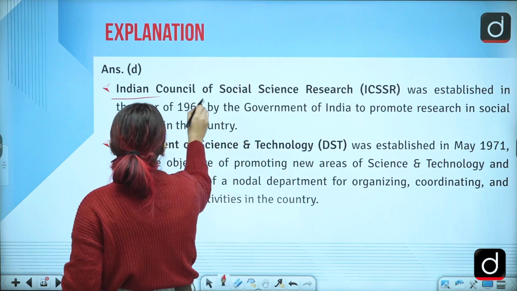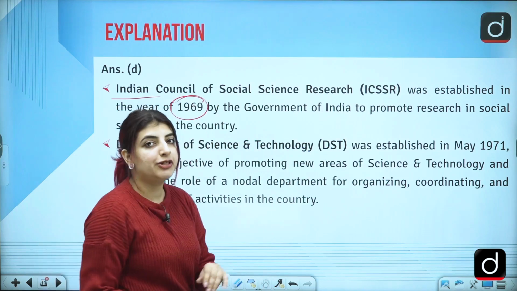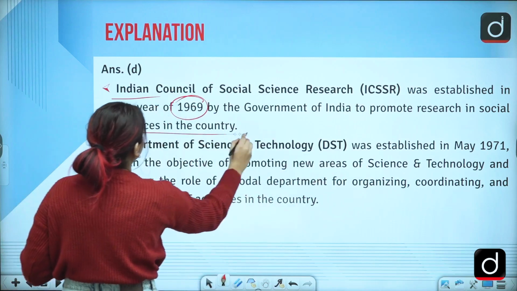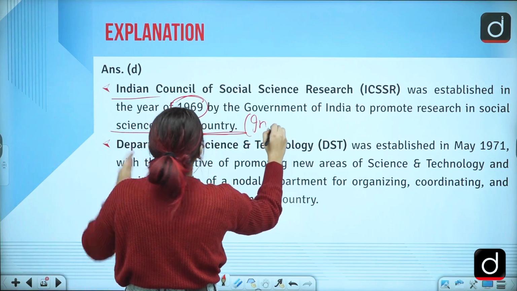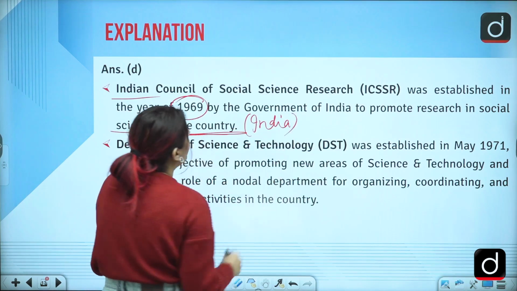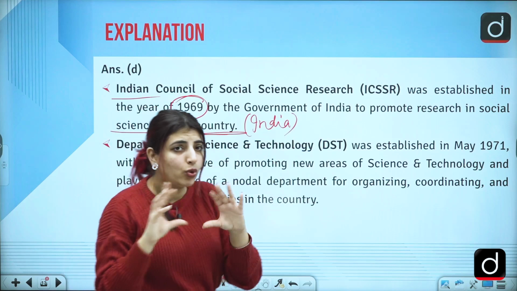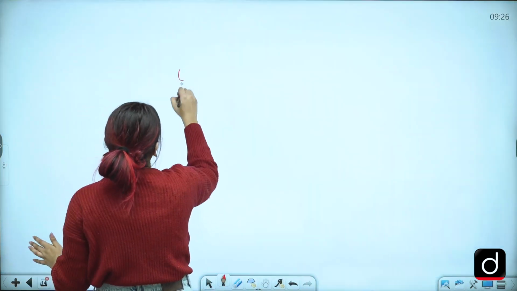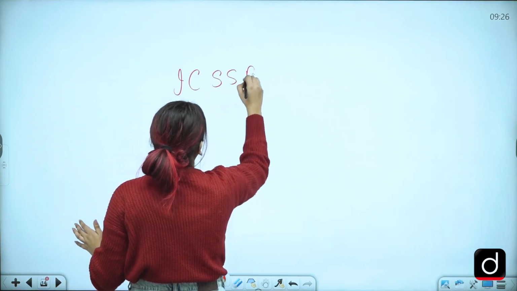So it was established in the year 1969 by the government of India to promote research in the field of social sciences in the country, that is in India. Hence, it is Indian Council of Social Science Research. So don't write the complete lines. You are supposed to make notes like ICSSR, correct?